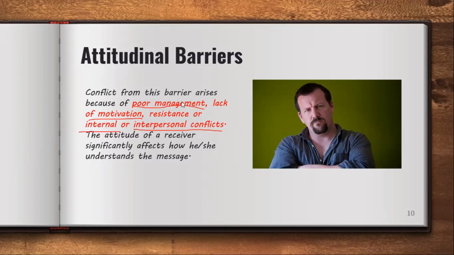Okay, so those are the five barriers. What are those? The first one is language barrier. Second is psychological barrier. Third is physiological barrier. Fourth is systematic or systemic barrier. And last one, attitudinal barriers. Okay, remember these barriers and their definitions and what their differences are.